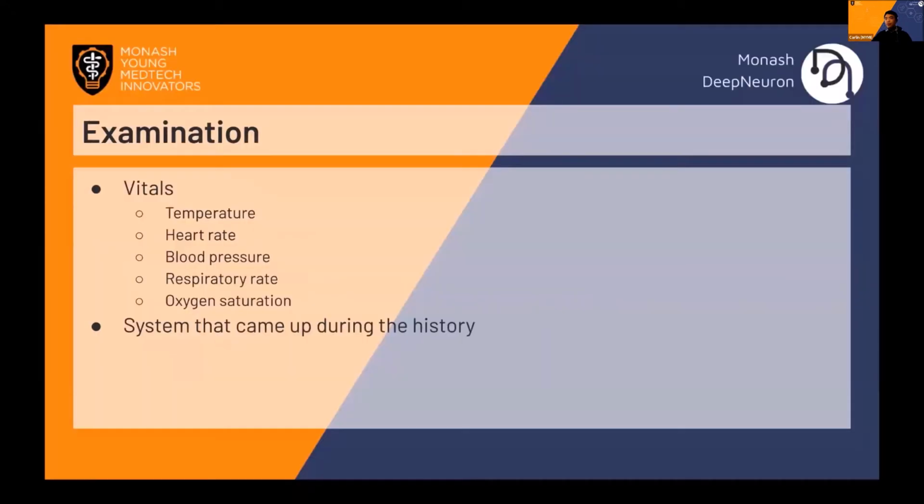Next, we move on to the examination. We always do vital signs. So that is the temperature, the heart rate, blood pressure, respiratory rate, and oxygen saturation. This will tell us if the patient is generally well or unwell, which tells us how urgently we need to act. Then we do the examination of the system that came up during the history. So in the case of chest pain, we would listen to the heart and lungs.